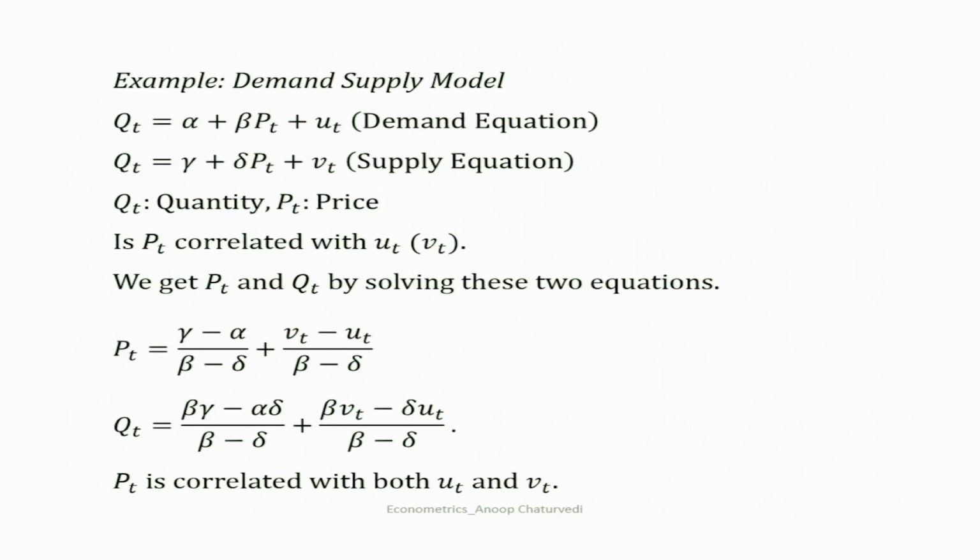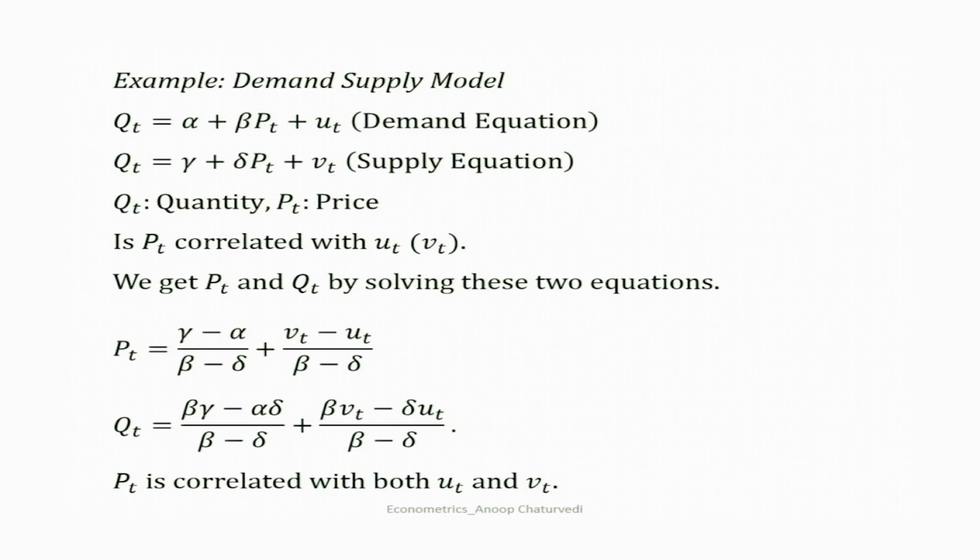Actually, this model comes under the simultaneous equations model, which we will discuss in another lecture later on. But the model has two equations, one is the demand equation and the other is the supply equation. The demand equation is q_t = alpha + beta p_t + u_t, and the supply equation is q_t = gamma + delta p_t + v_t. q_t is the quantity in both the equations and p_t is the price.